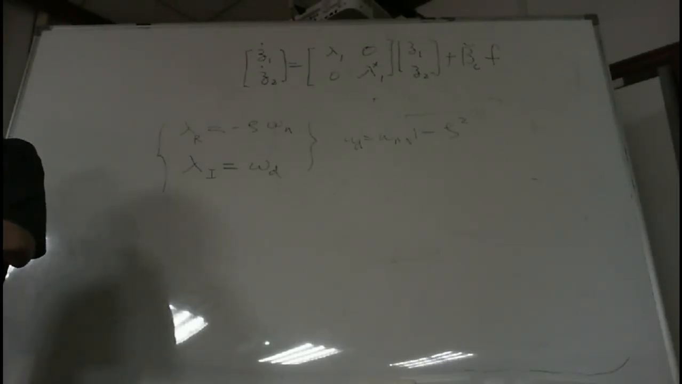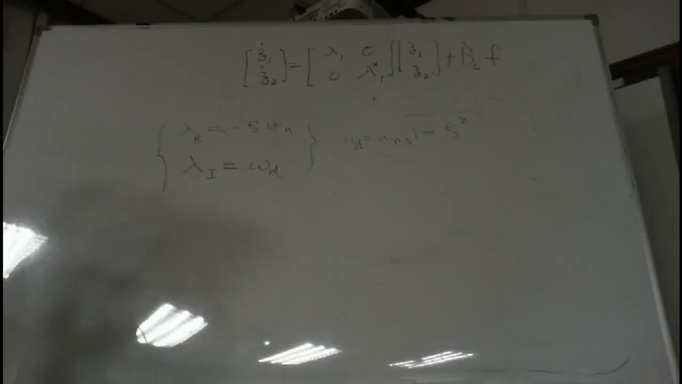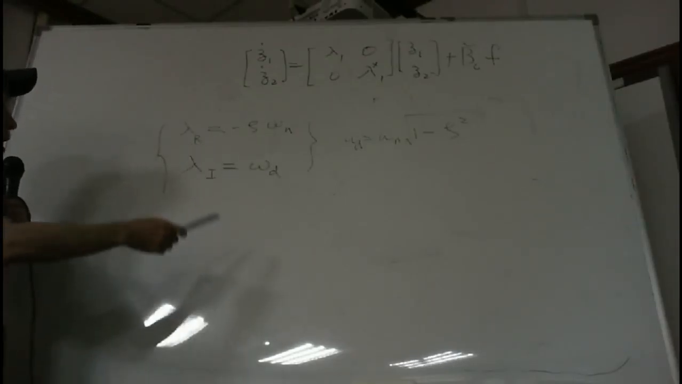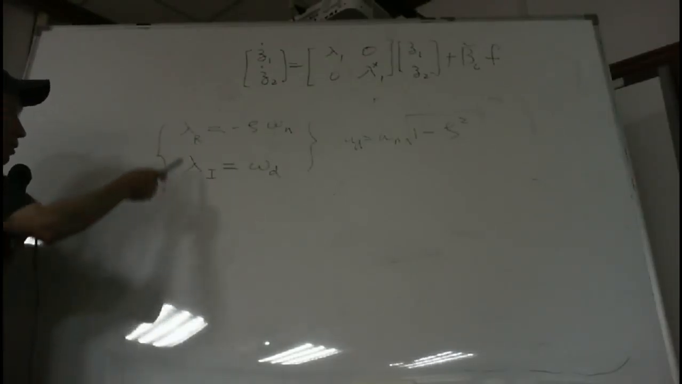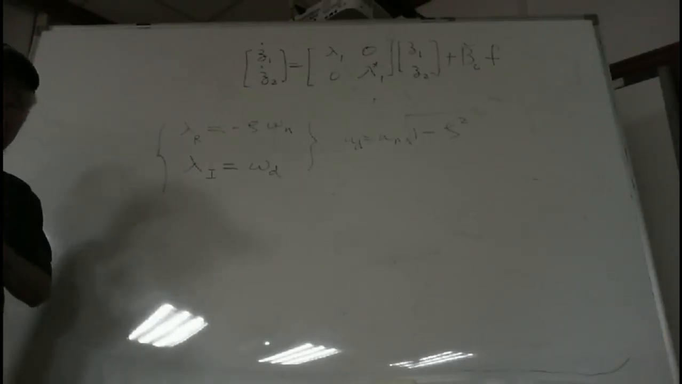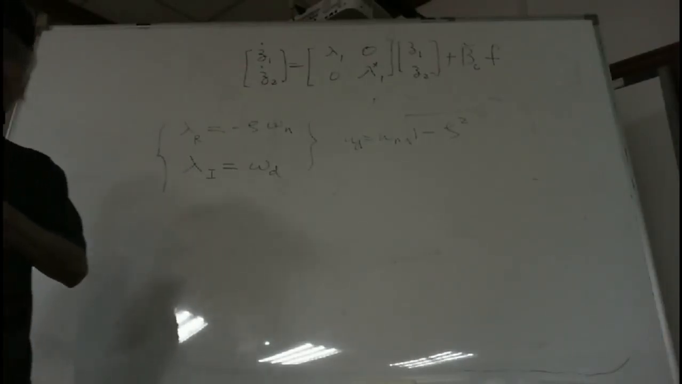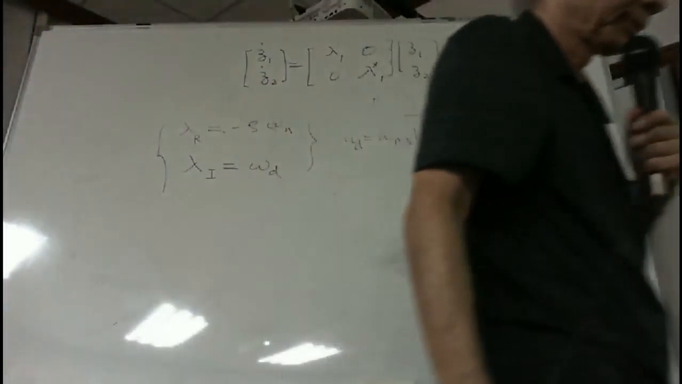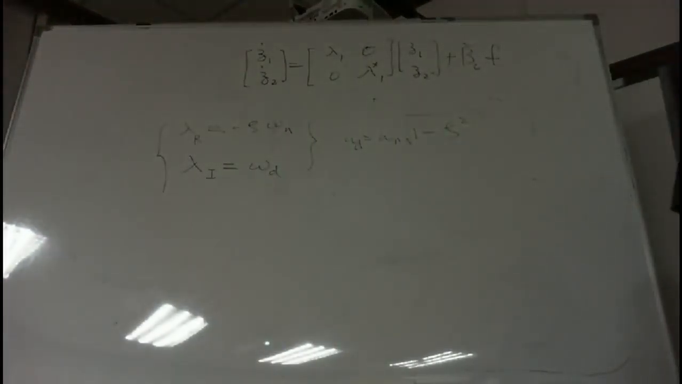So you have 2 pairs in your homework. You have 2 pairs of eigenvalues. That means you have 2 pairs of omega n and omega d, and your lambda r and lambda I. You have the imaginary part and the real part. Any problem now? You can switch back.